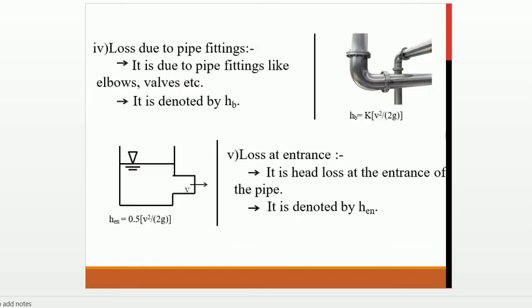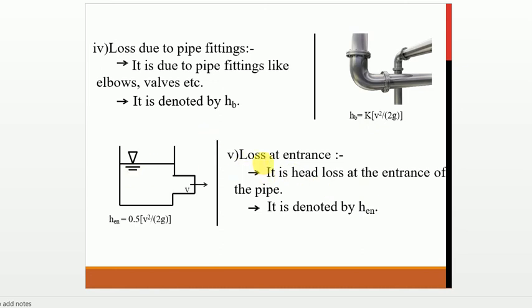Next, due to pipe fittings, we'll have certain pipe fittings, and due to these there will be some energy losses. The energy loss HP will be equal to K into V square by 2g, where K is the pipe fitting coefficient. We have a table for each pipe fitting, as the coefficient actually varies.